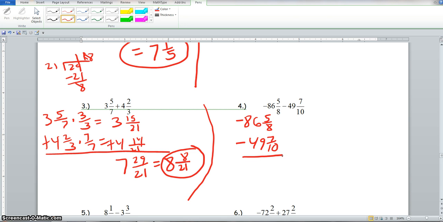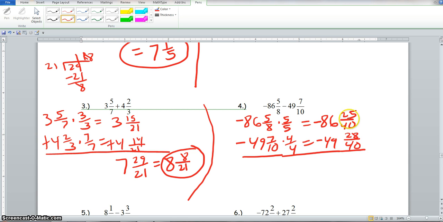Now, we have to find a common denominator of 8 and 10. Common denominator of 8 and 10 is 40. So I'll multiply this numerator and denominator by 5, and this numerator and denominator by 4. So we'll carry over the integer, which is negative 86, and the fraction would be 25 over 40. We carry over this integer, which is a minus 49, and our fraction would be 28 over 40. 25 over 40 plus 28 over 40 is 53 over 40.